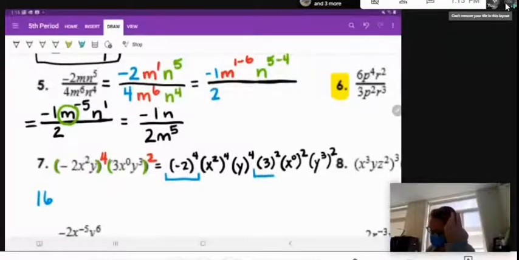I'm also going to do this numerical calculation. 3 times 2, I'm sorry, not 3 times 2. That's the mistake I want you to avoid. This is 3 squared, which tells you to take 3, multiply it to itself twice. 3 times 3 is 9.